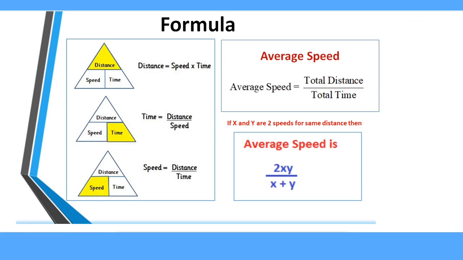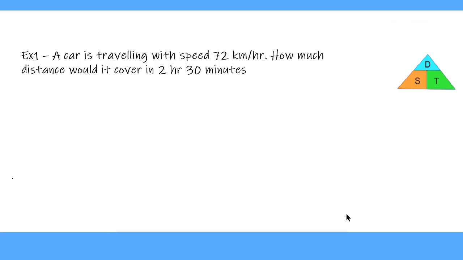So we go to the examples for understanding distance, time or speed questions. Very simple questions we will first take up, and we will try to understand the distance, time and speed formula. Let's solve one example for the distance equals speed into time formula. Here is the formula: distance equals speed multiplied by time.